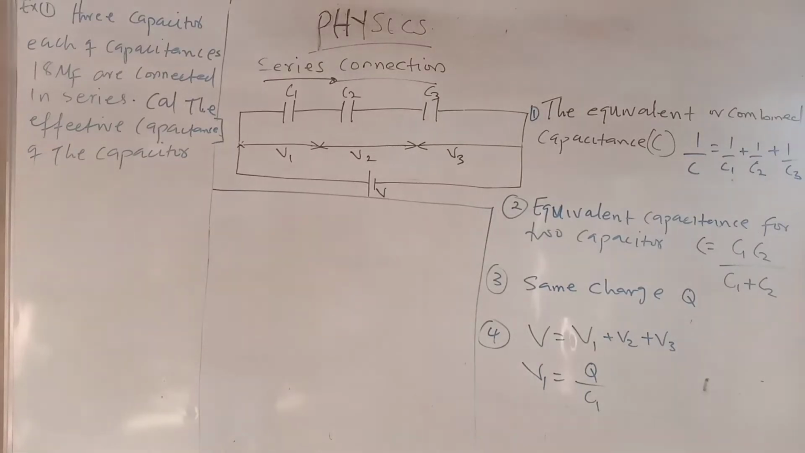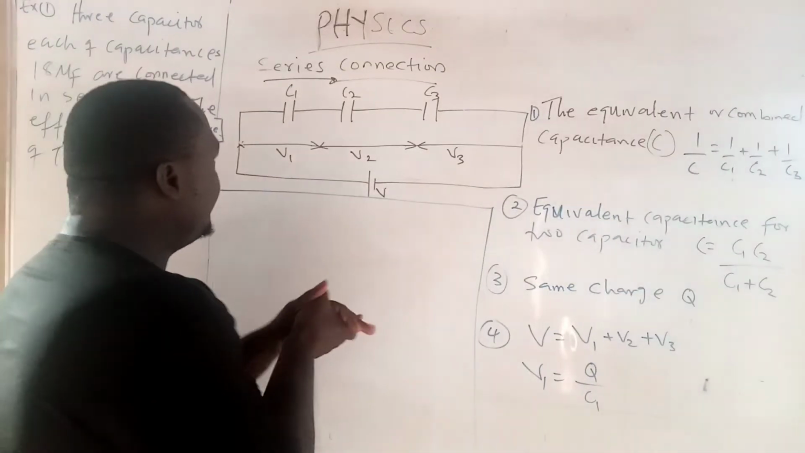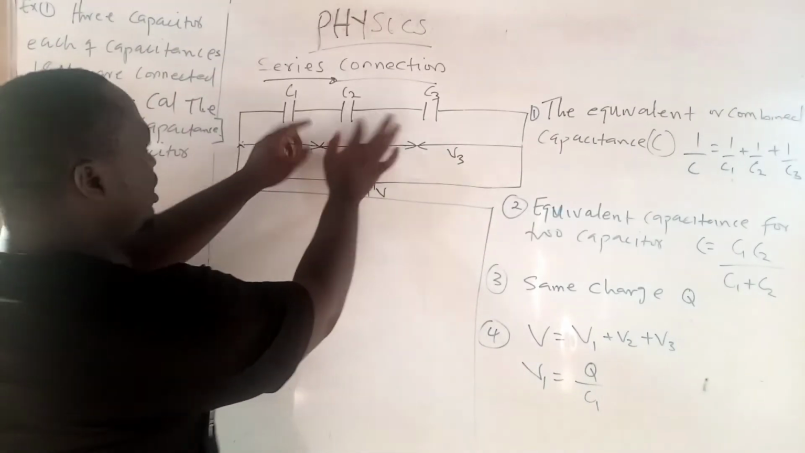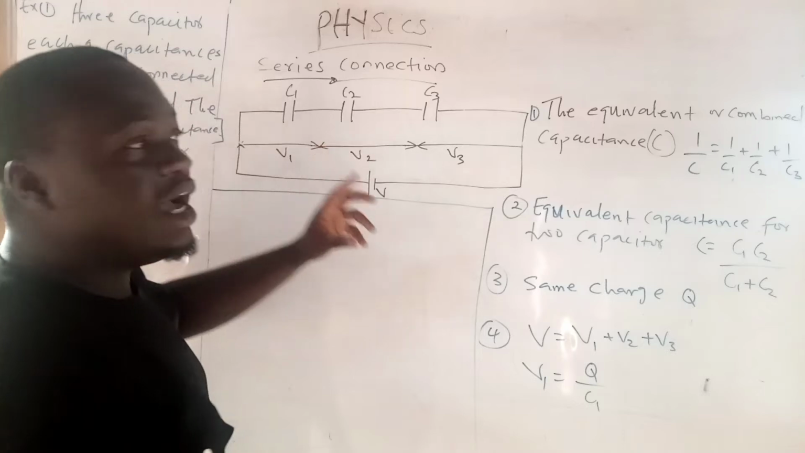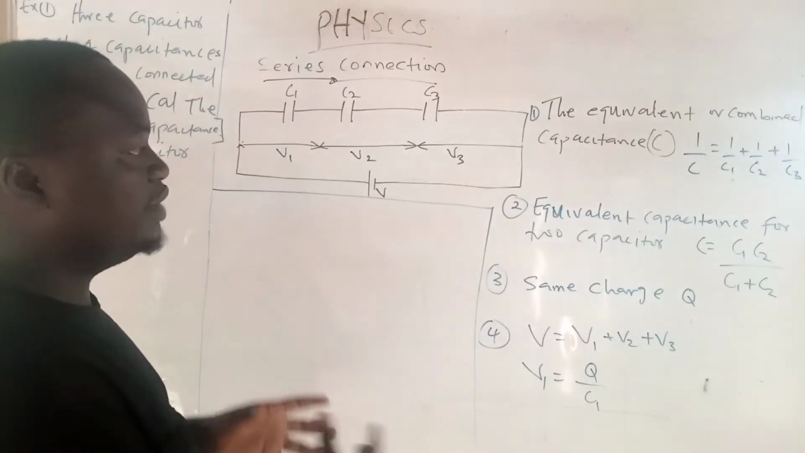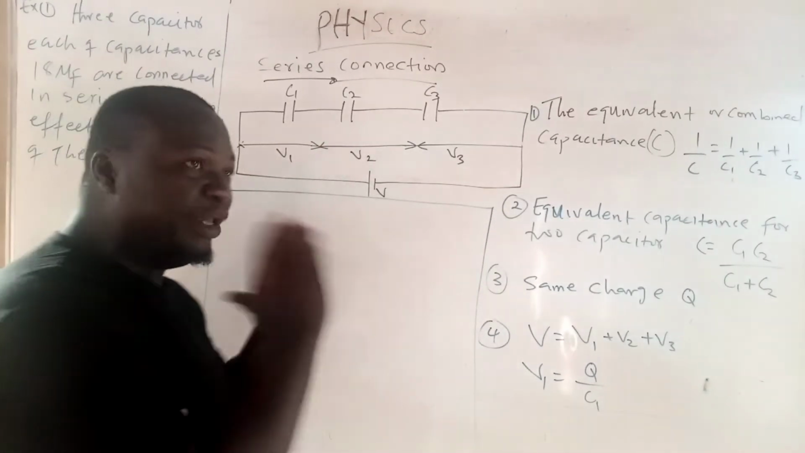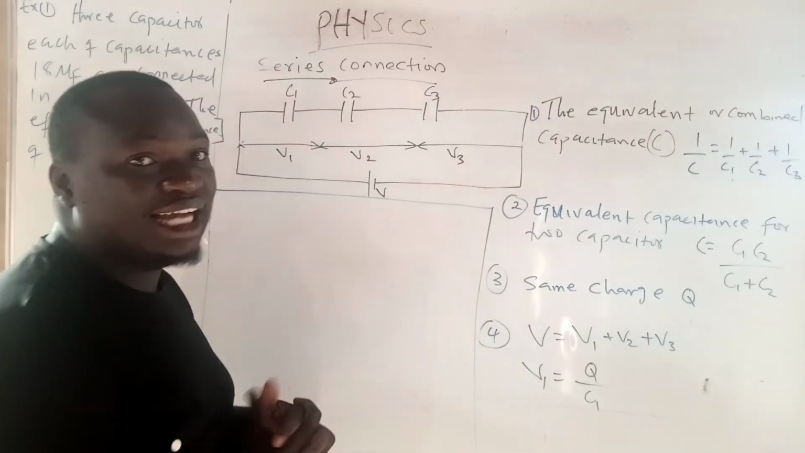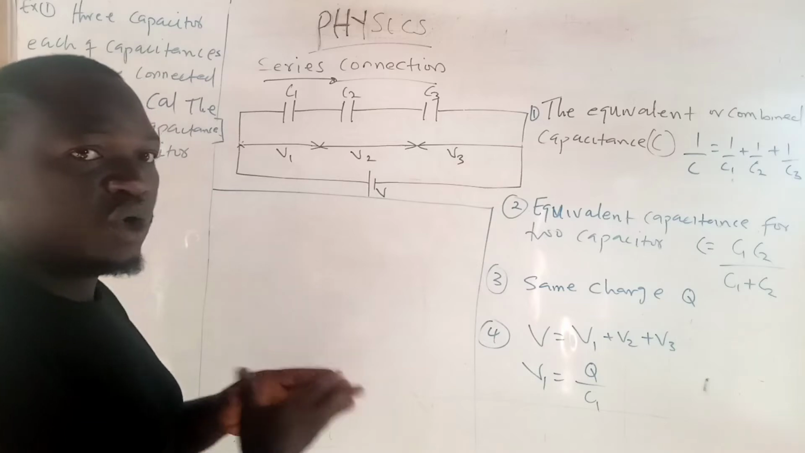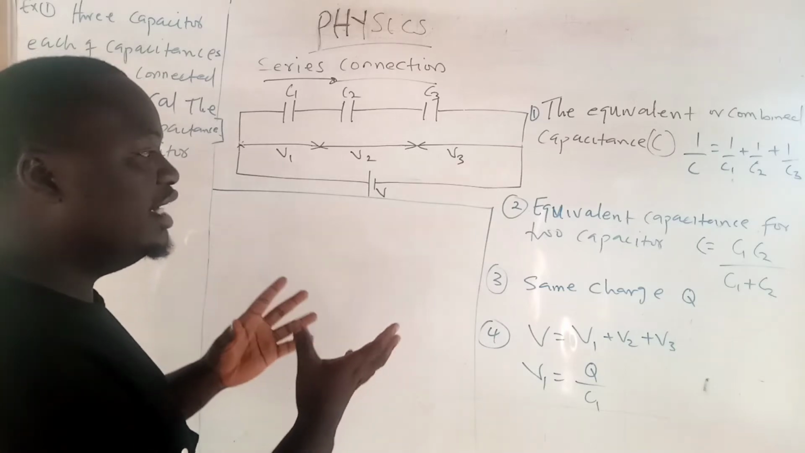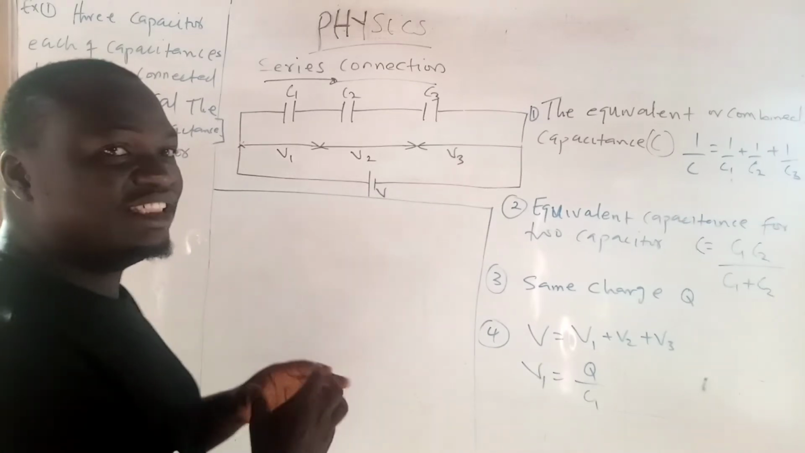Series connection. From the circuits above, if you look, you will see that the capacitors are connected in series. Now, remember in parallel connection, we talked about the voltage being the same, and we said that the charges in parallel connection are not the same. Now, what is happening in series connection is the voltages are not the same, but the charges are the same.